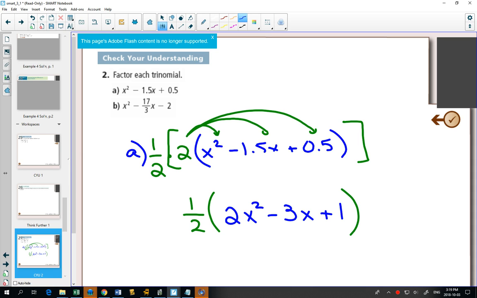And by changing what it looks like, the blue that I started with now ends up like this with a half in front, and I can now factor the inside here. The only way I can get 2x squared is 2x and x. The only way you can multiply to get 1 with whole numbers is 1 and 1. Can my outside and my inside ever be negative 3? Yes, if they're both negative. And we have now factored this completely.